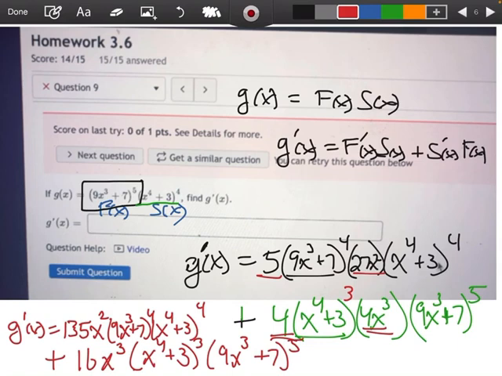I would try probably entering this in, and if it lets you do that, then you don't really need to do any simplifying. But either way, you're going to get the same answer. Y'all got any questions? Let me know.